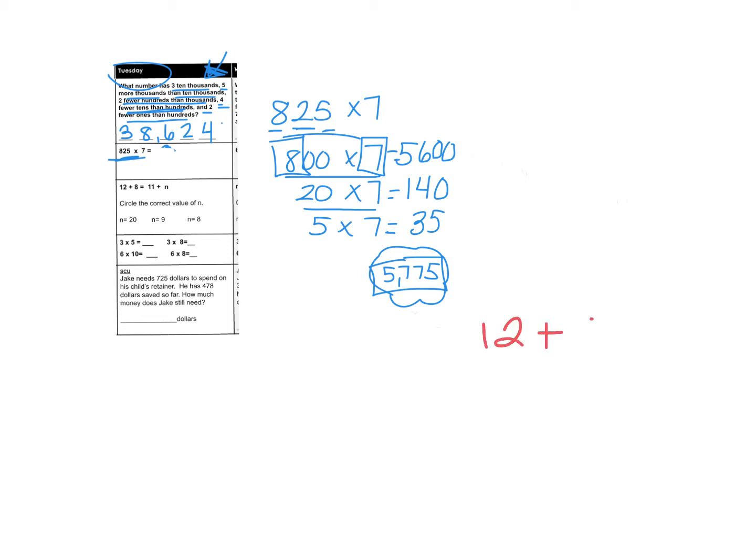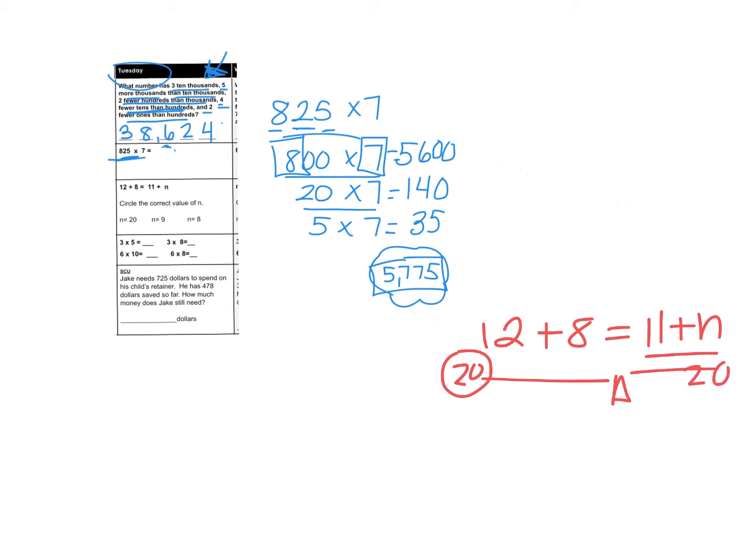All right, next we have our balancing question, or like we said yesterday, our bouncing question. Here's 12 plus 8 on one side and 11 plus n on the other side. Here's our balance, or our bounce, whatever you want to call it. On this side, we have 12 and 8, and 12 and 8 together make 20. Then over here, we have 11 and something else. What do I need to add to 11 to get to 20? Yep, 9. So that means that n equals 9. Good job on that one.